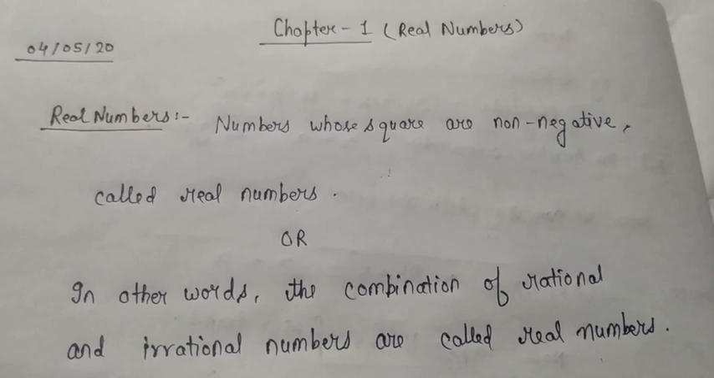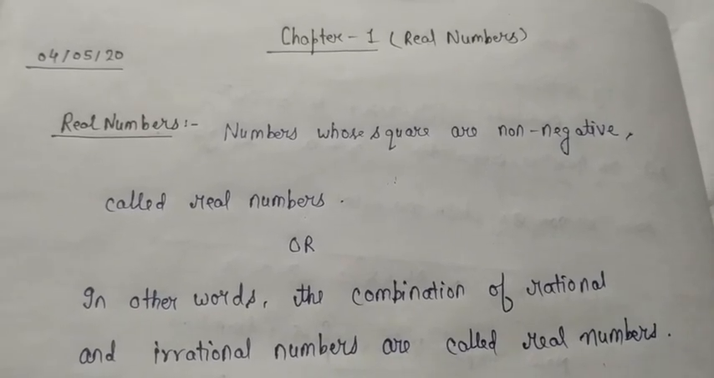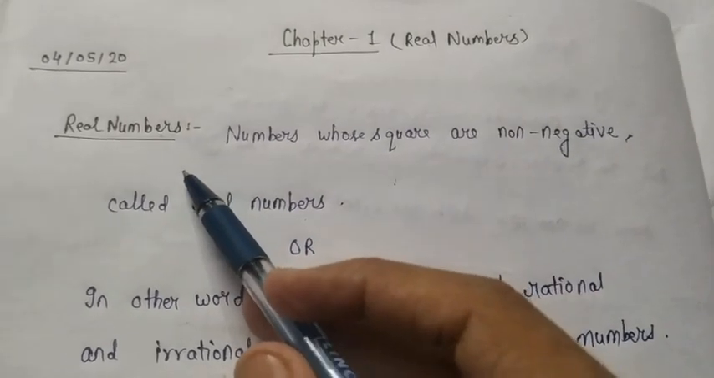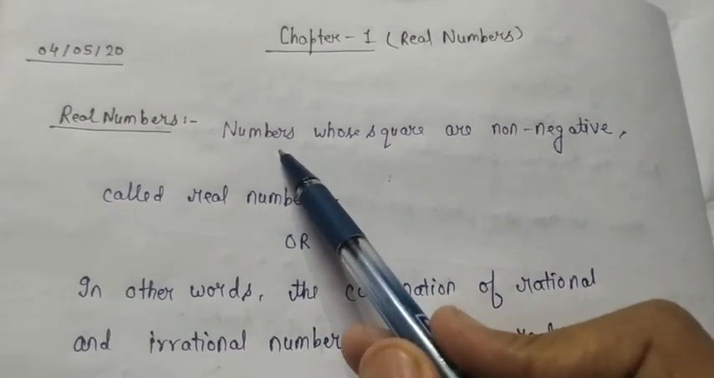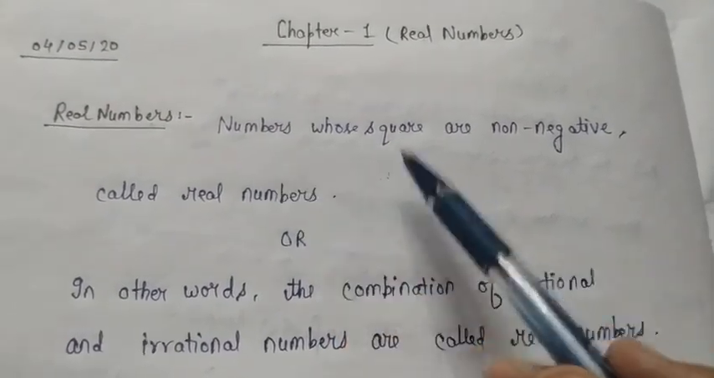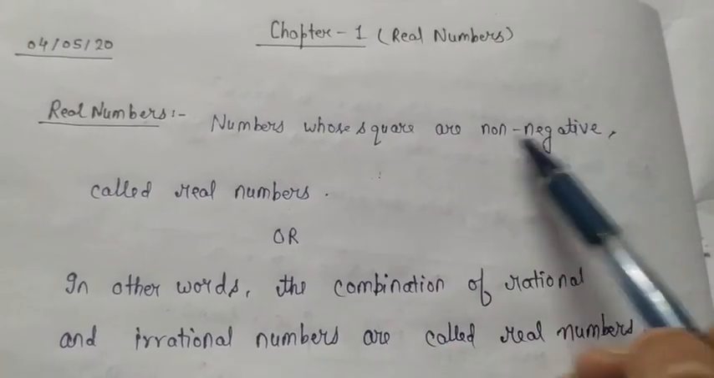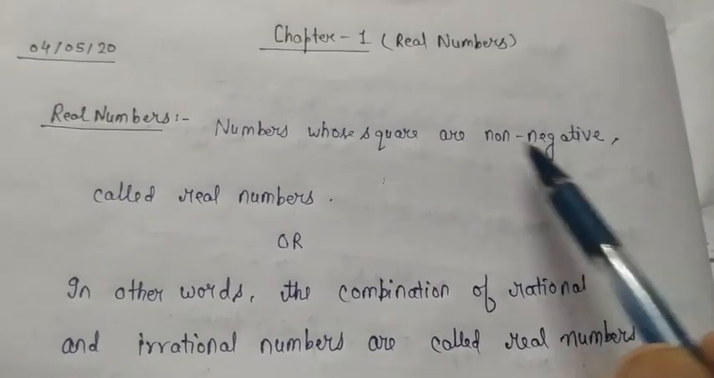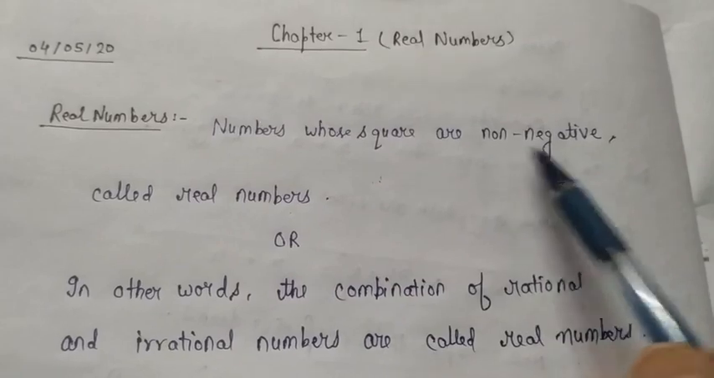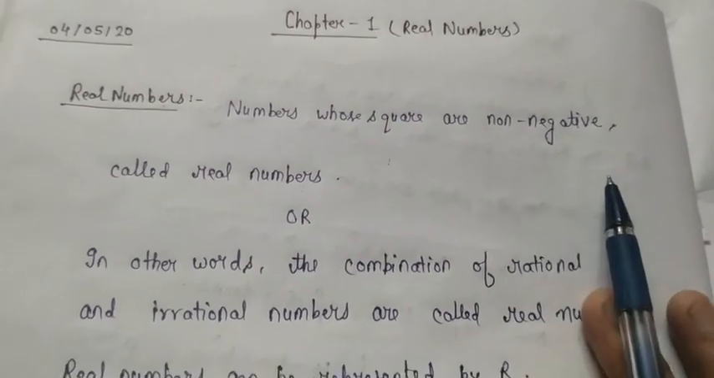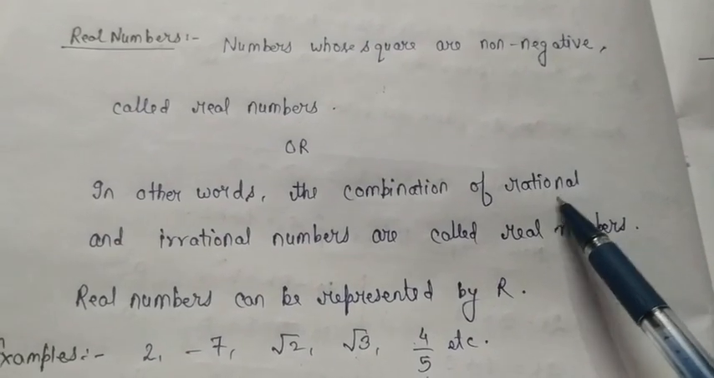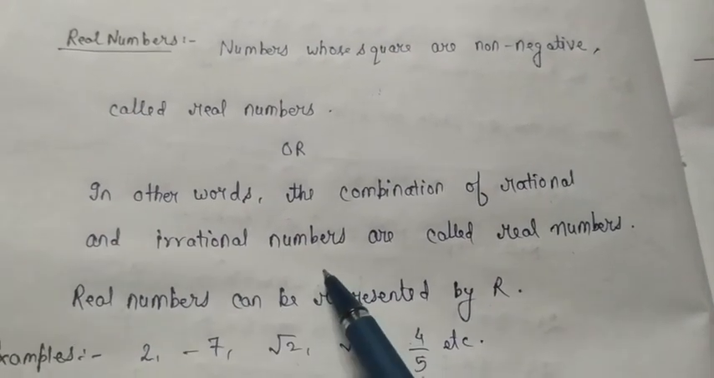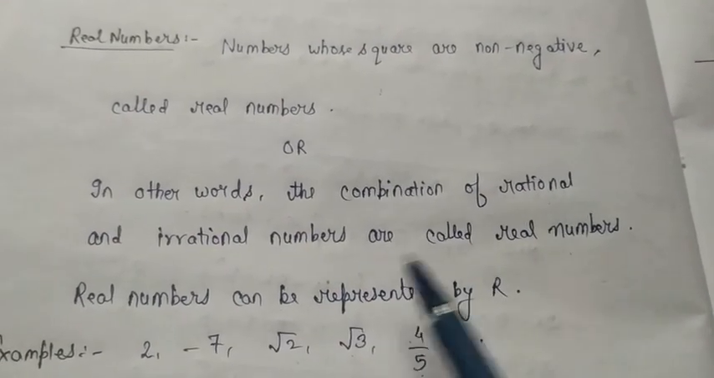Okay, so first we should know what real numbers are. The definition is: real numbers are those type of numbers whose square is non-negative. Okay, the second definition, in other words, the combination of rational and irrational numbers is called real numbers.